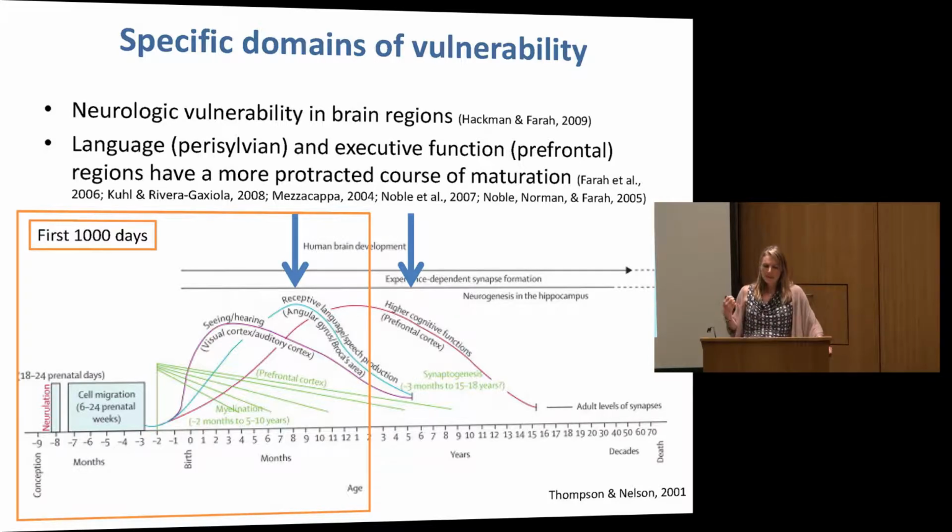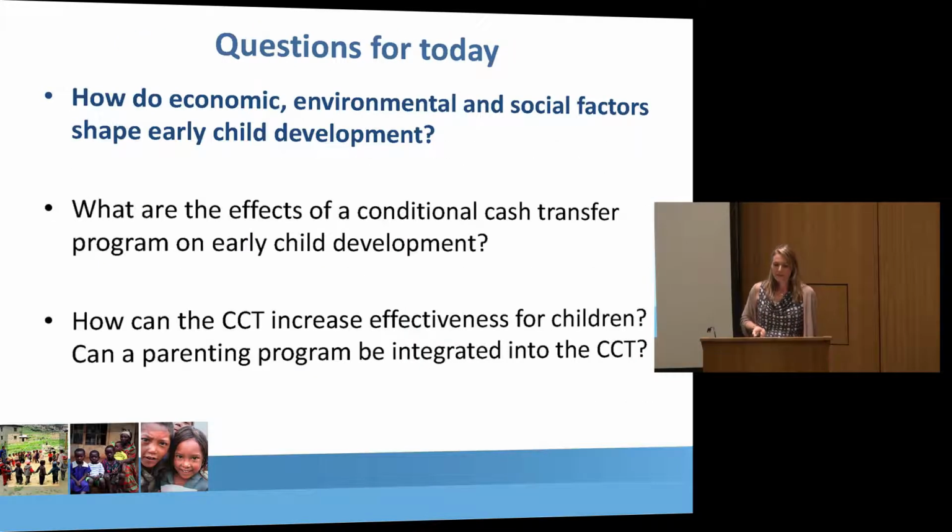So this is encouraging to me because my real interests are thinking about ways to intervene to improve outcomes for children. So what I'll talk about today is what kinds of economic and environmental and social factors shape early development, what are the effects of a conditional cash transfer program on early child development, and then how could this conditional cash transfer program be integrated with a parenting program that could improve its effectiveness for children.